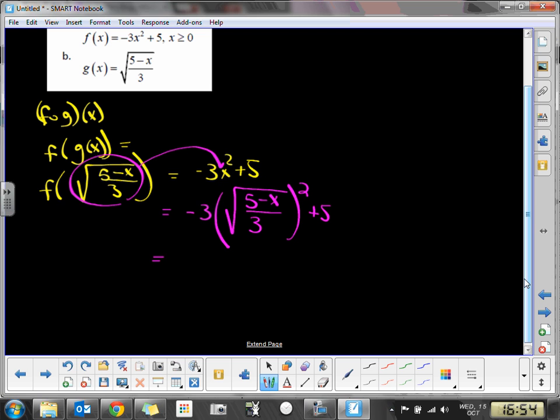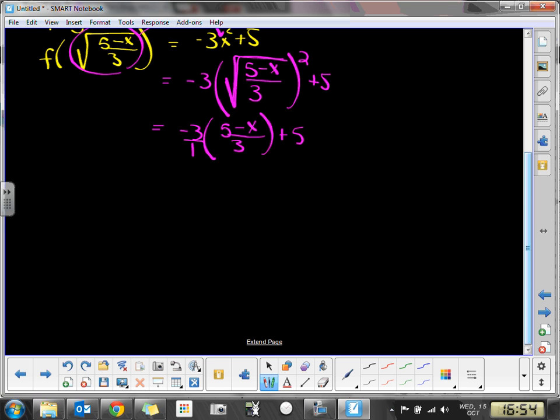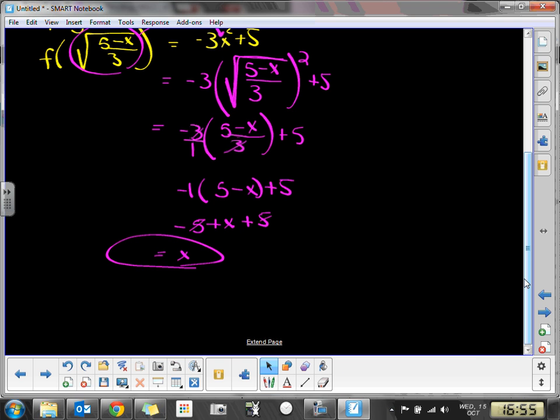So equals, we're going to square. Squaring a square root undoes it, so it's going to be negative 3 times (5 minus x) all over 3, plus 5. I'm going to use my properties of fractions, and that means I can reduce common factors. 3 will go into 3 once, so I'm left with negative 1 times (5 minus x) plus 5. That is negative 5 plus x plus 5, and the negative 5 and 5 cancel, so we're left with x. Got it. Okay, so we know that those are inverses.